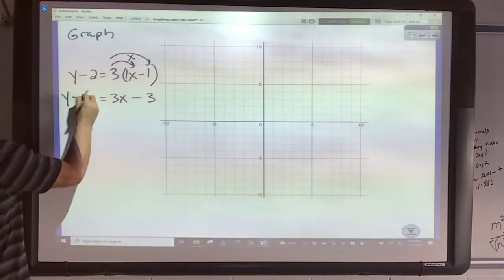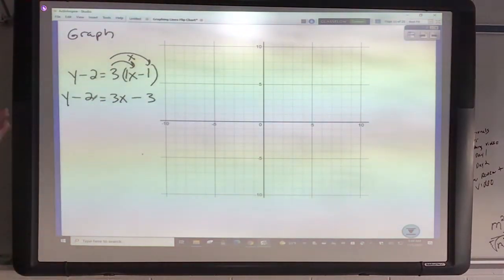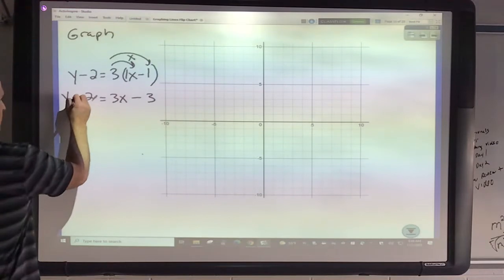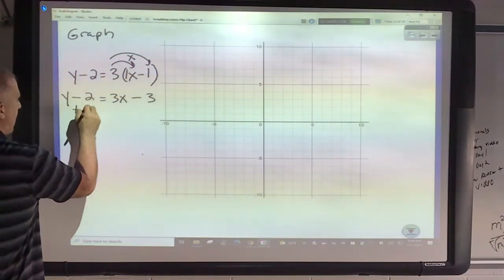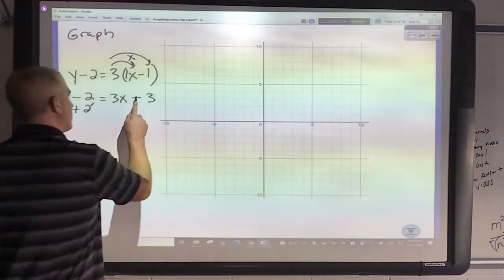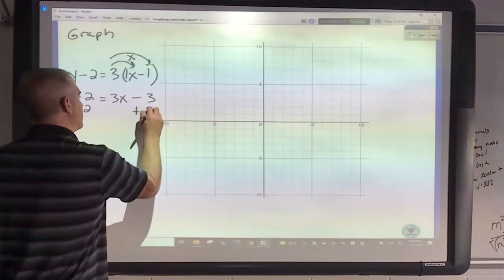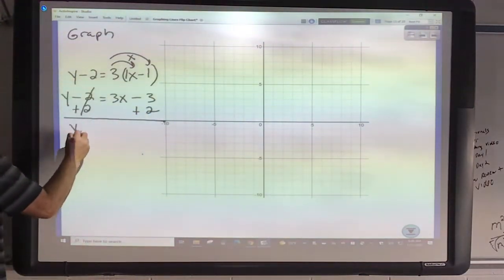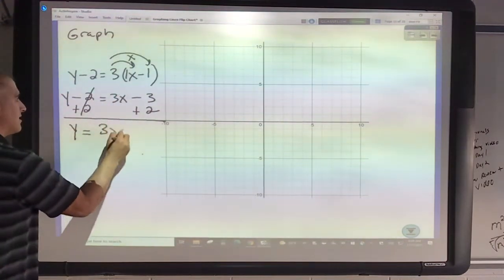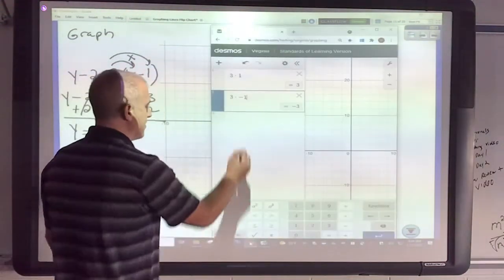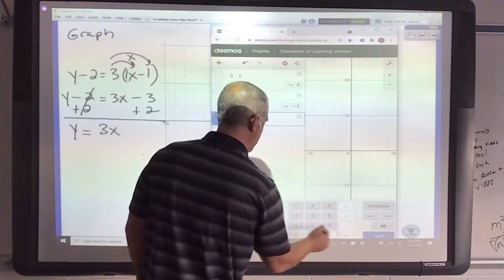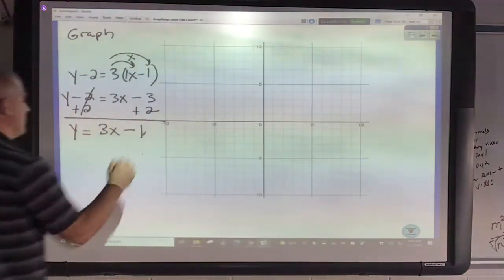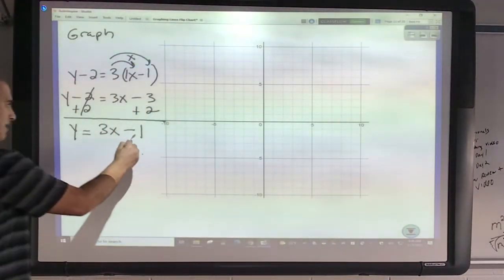Now, the next step is I want to get y by itself. So I want to do the opposite of this number. Now it's very important that I only do that to this number. So that goes away. I've got y equals 3x. I'm going to use my calculator. Negative 3 plus 2 is negative 1. So this is what I grab. This is my y-intercept.